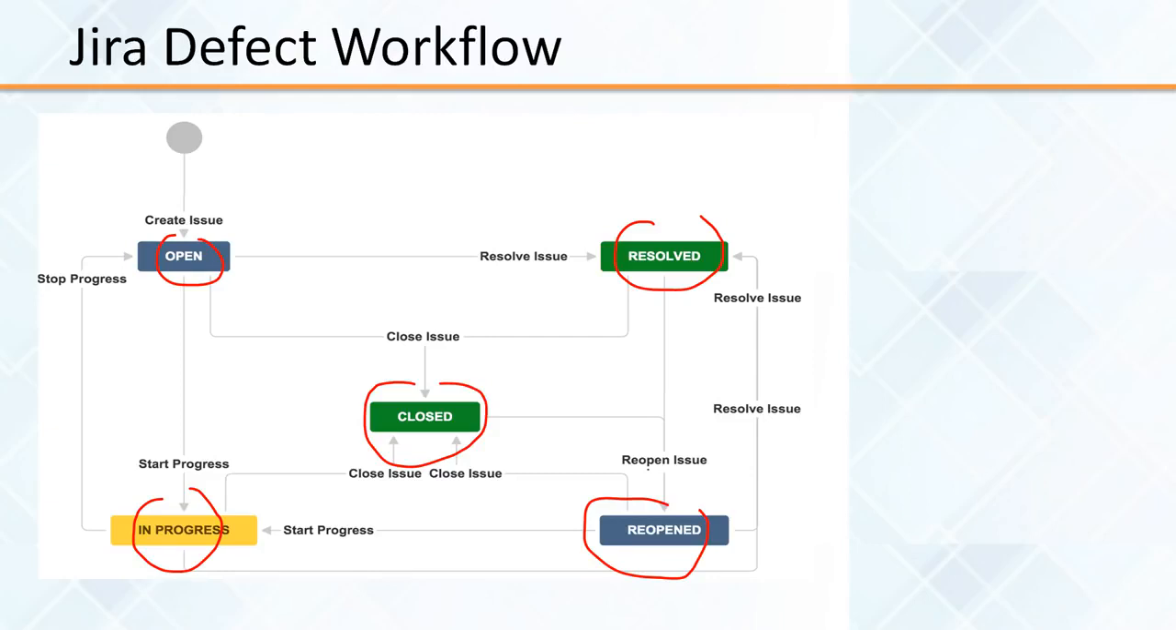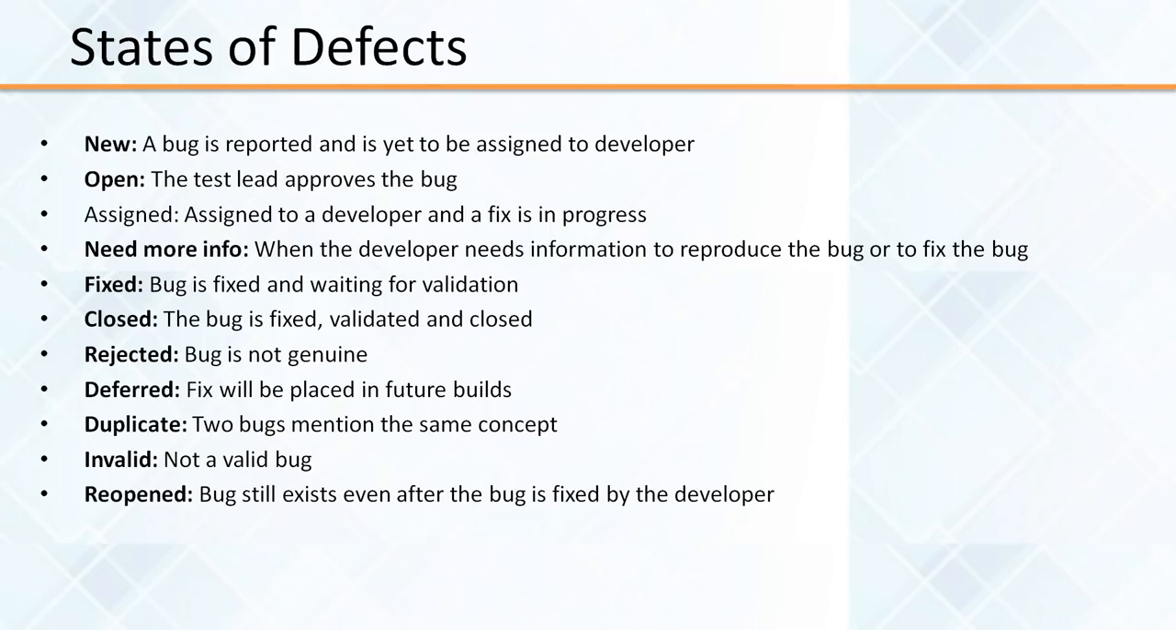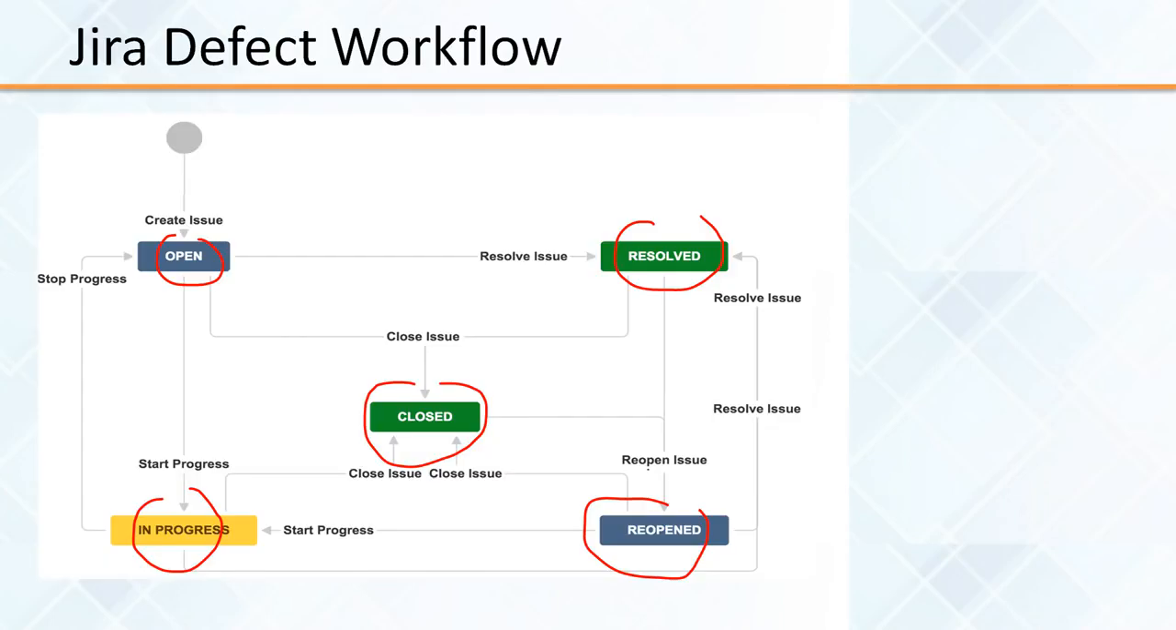Okay, so new, open, need more info, fixed, closed, rejected, deferred, duplicate, invalid, reopen. All these are again states of the defect. That will change based upon the tools. As per Jira, we have only 5 states. If you go for some other tools, you will have a larger number of statuses like this. Okay, so these are all the states.